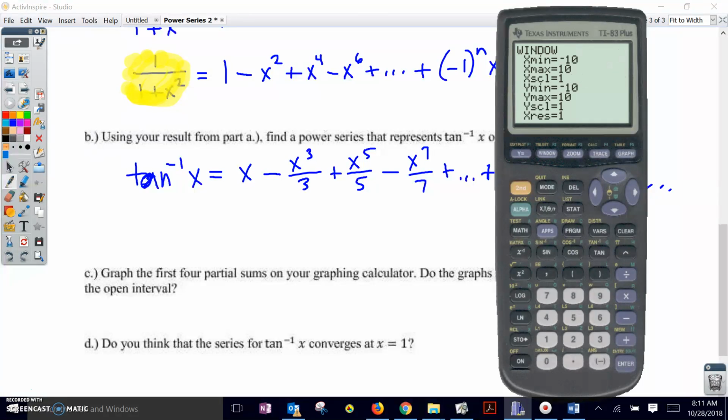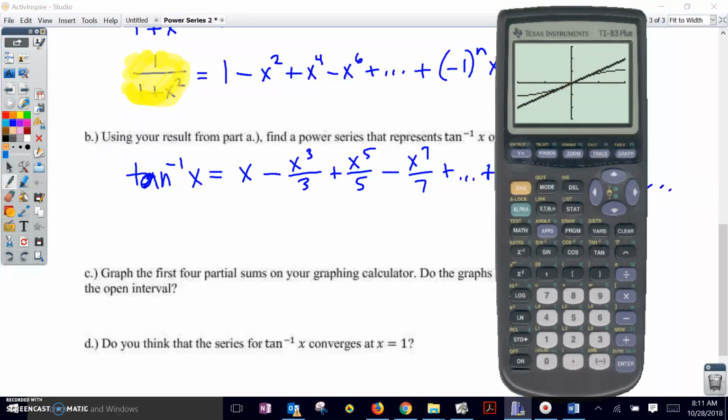Let's hone the window in a little bit for x values. Let's go from -2 to 2. That way we'll be able to see what that looks like. We want to be able to see some difference here. There we go. That looks like a good window for us.